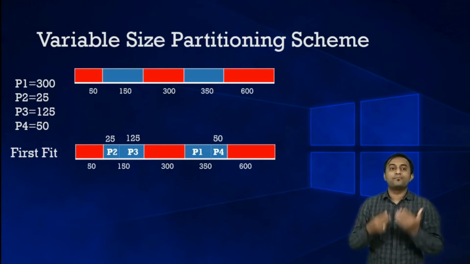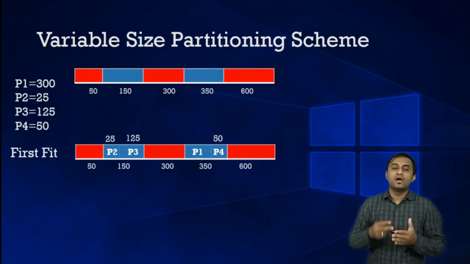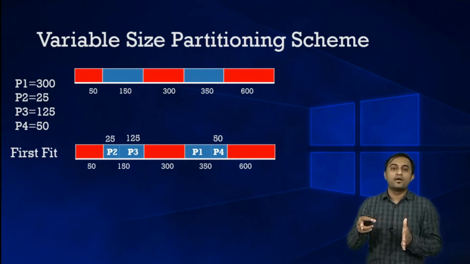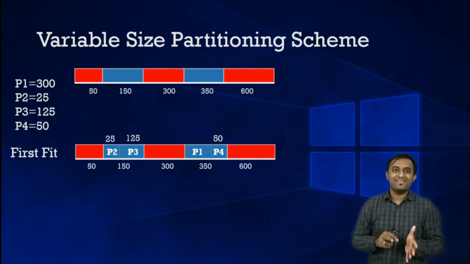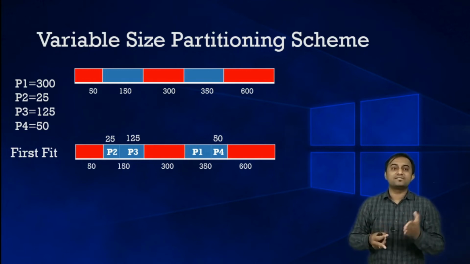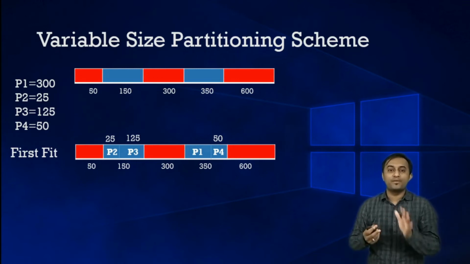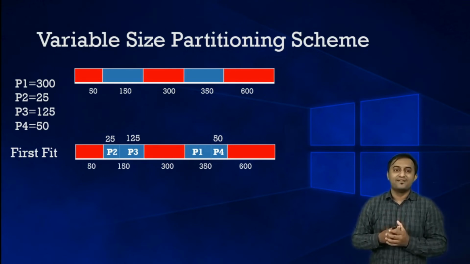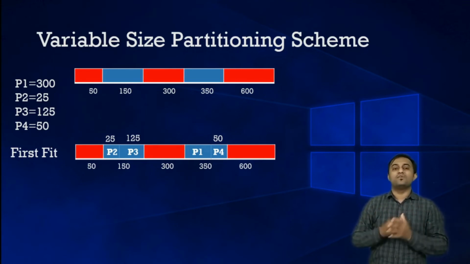Okay, now P4 came. P4 requires 50 KB. So can we have 50 KB? Again, the first fit algorithm will start its journey from the starting point. It will try to scan for a capable enough block, and it will go to the second last partition, in which we have 50 KB left. Yes, and luckily we have the same size as the request in this case. So we can easily accommodate the P4 process in the second last slot. Clear? So in this way, the first fit algorithm works.